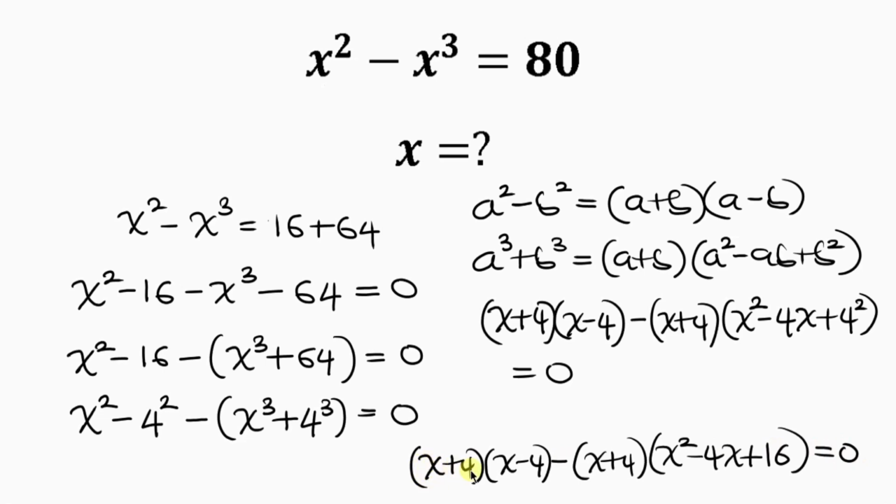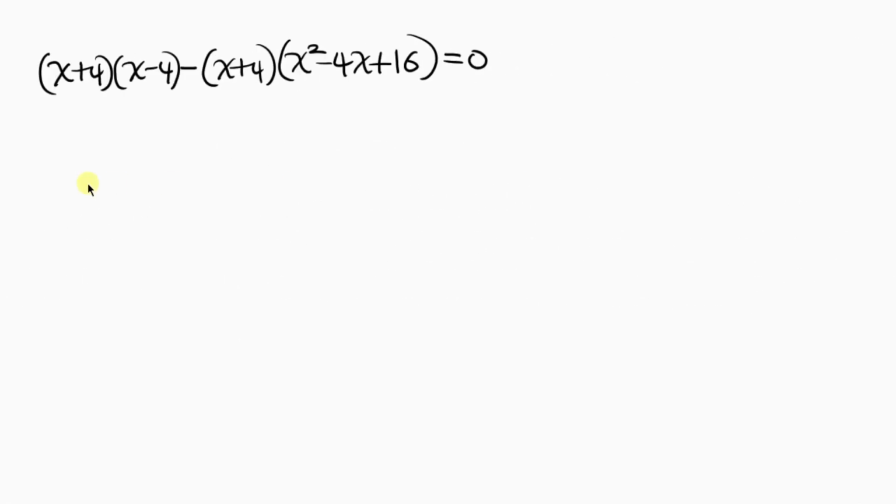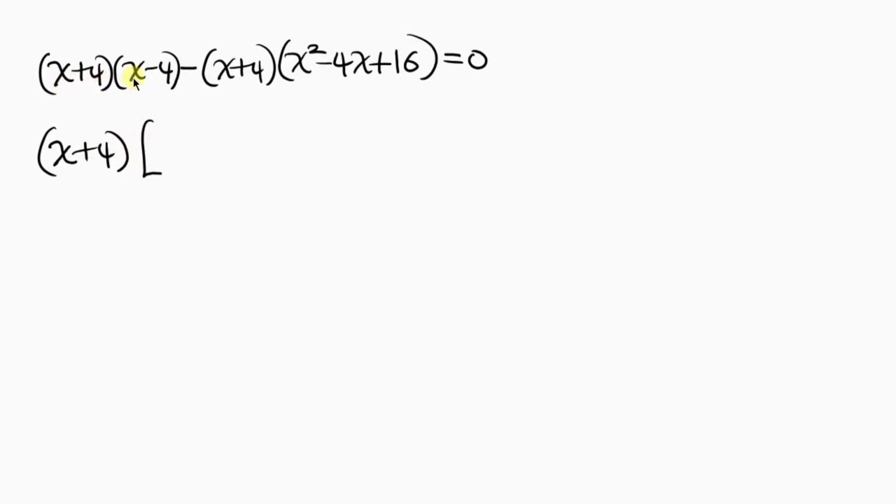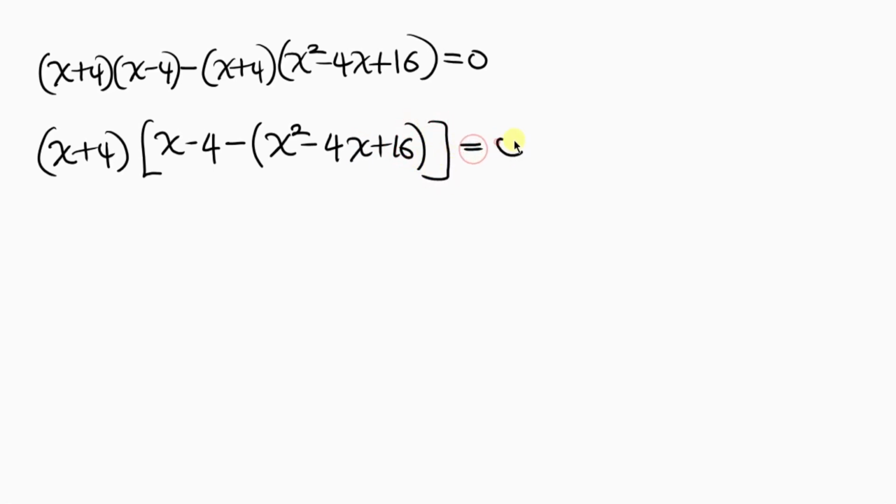Now notice that x plus 4 is common. So our next step will be for us to factor out x plus 4. So x plus 4 factored out. Now open up a bracket. x plus 4 times x minus 4 divided by x plus 4, we have x minus 4, minus. So as I write a minus, I will have to open up a bracket. Now x plus 4 times x squared minus 4x plus 16 divided by x plus 4, we have this expression which is x squared minus 4x plus 16. Now close your final brackets, equal to 0.